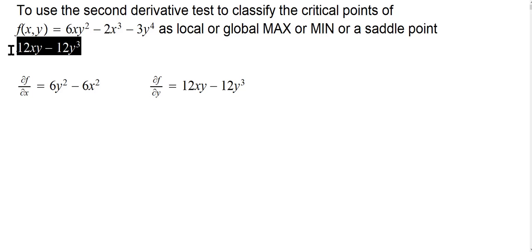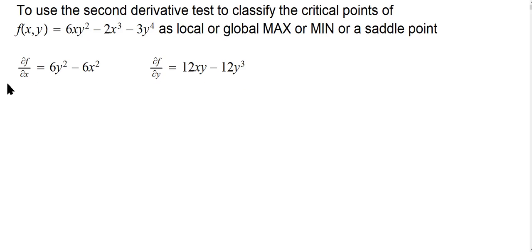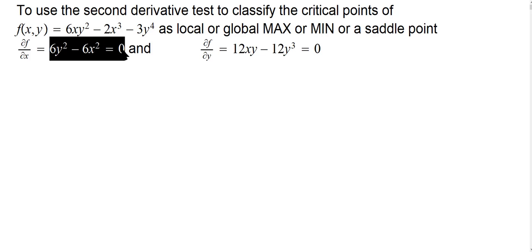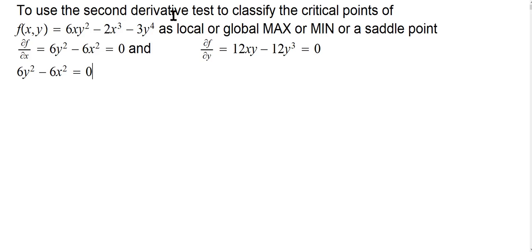Now we see that these partial derivatives exist at every point. What we have to do is check for the points at which both of them are equal to 0. If we look at this portion here, one place where this will be equal to 0 is where both x and y are equal to 0, which we can just see by observation.